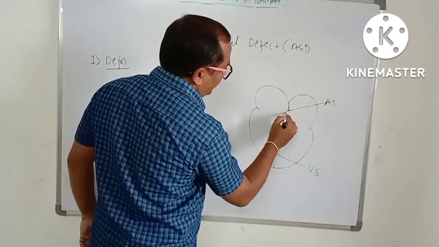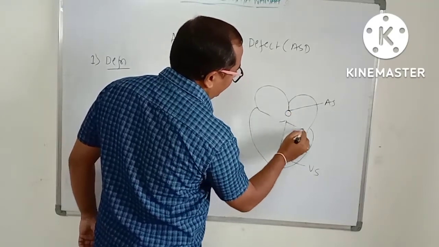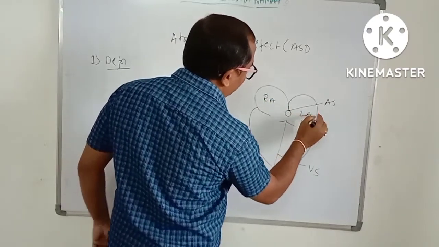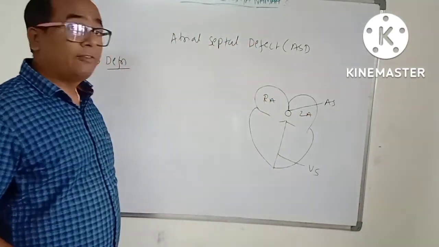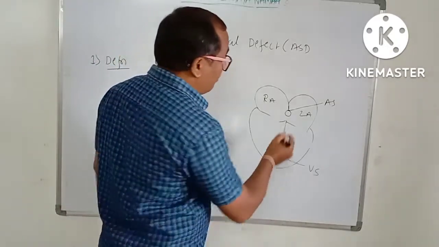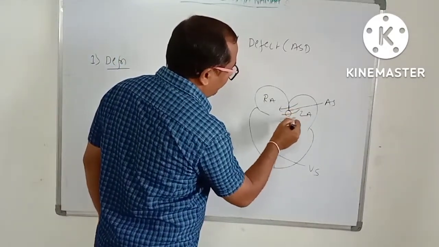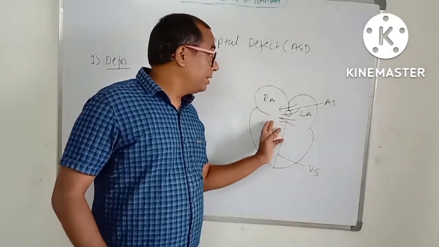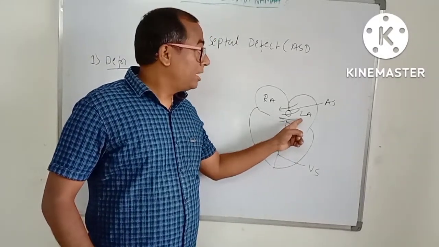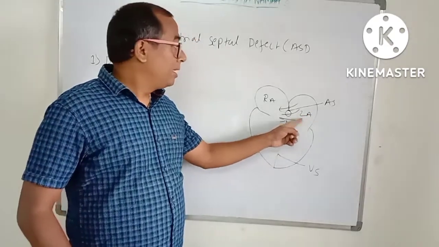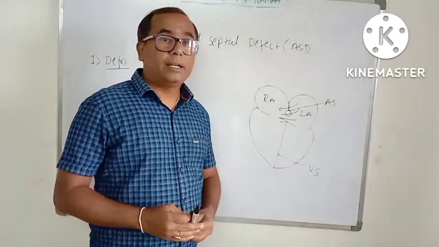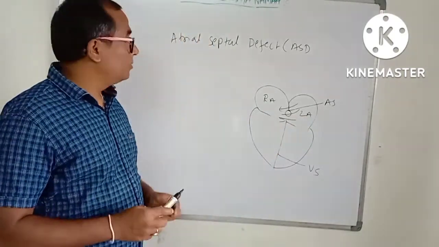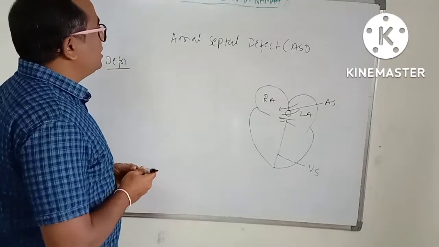Whenever there is an opening at the atria, and there is abnormal communication between the right atrium and left atrium, this condition is known as atrial septal defect, and there is a shunting of blood, or movement of blood, from left atrium to the right atrium. Why is there a movement of blood from left atrium to the right atrium? It is because the pressure and volume in the left atrium is greater than that of the right atrium. So that is the reason why there is a shunting of blood from left atrium to the right atrium.